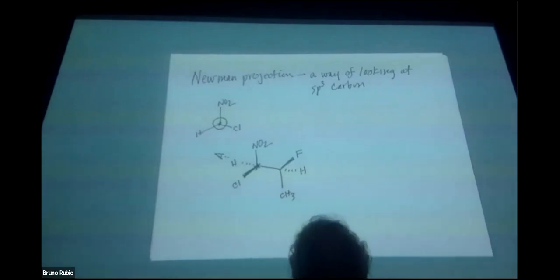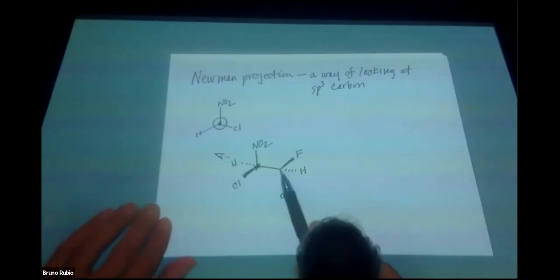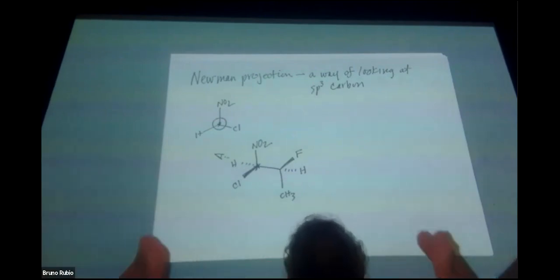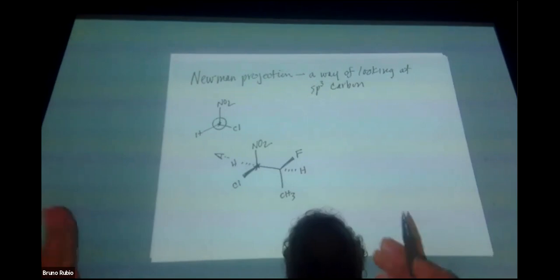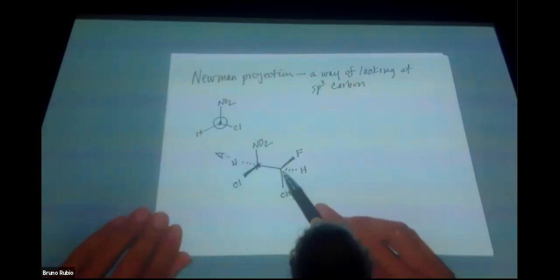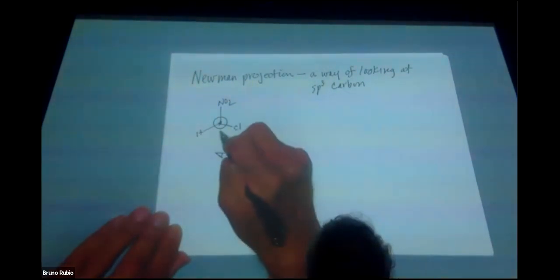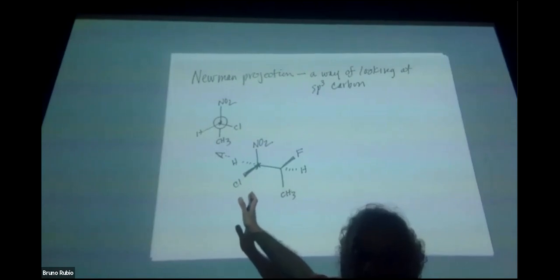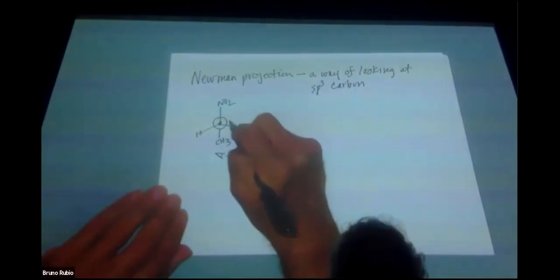Okay, so that's the carbon in the front, in this Newman projection. Now the carbon in the back is hidden by this imaginary disk. I can't see the carbon in the back, but I can see everything bonded to it. What I see is a methyl group pointing straight down to 6 o'clock. And then on my right, pointing to 2 o'clock, I see the fluorine.